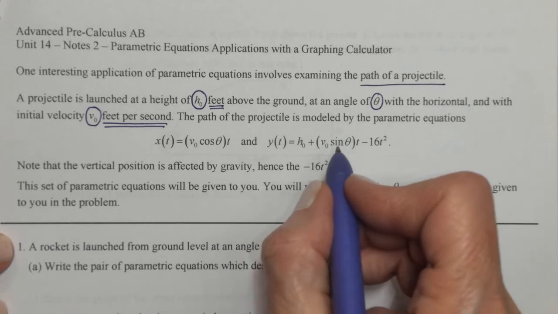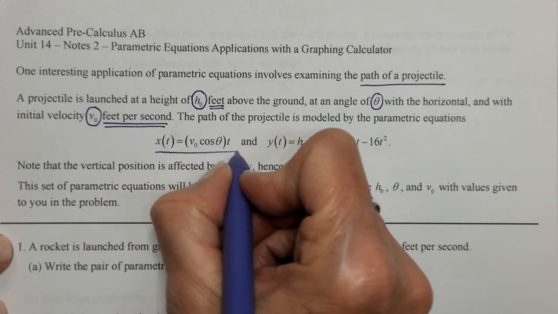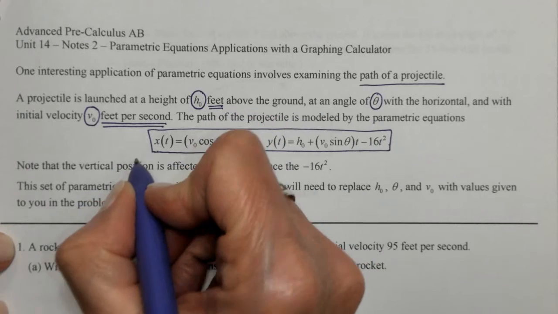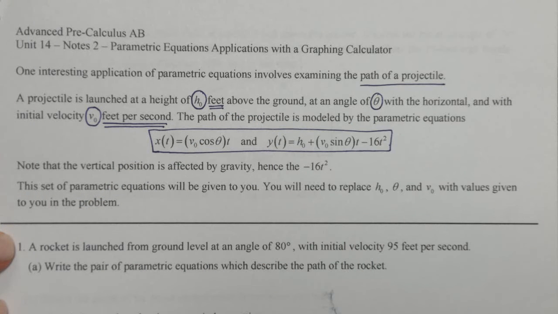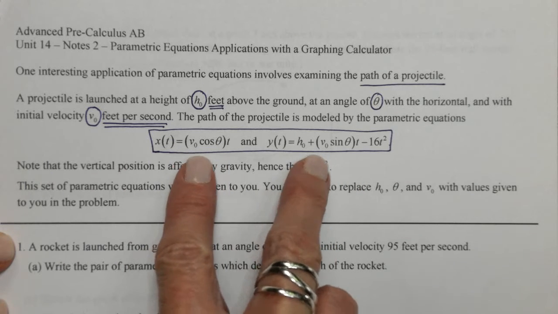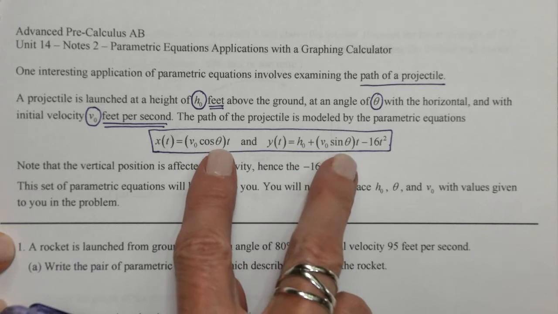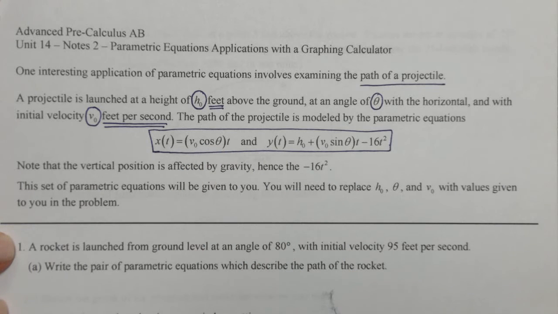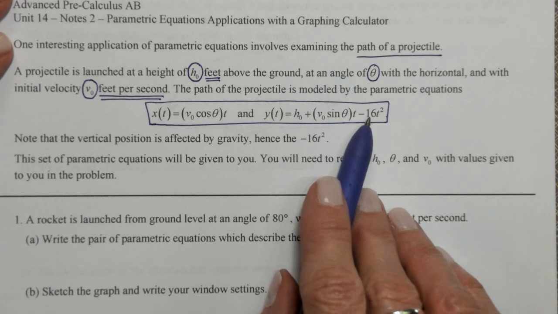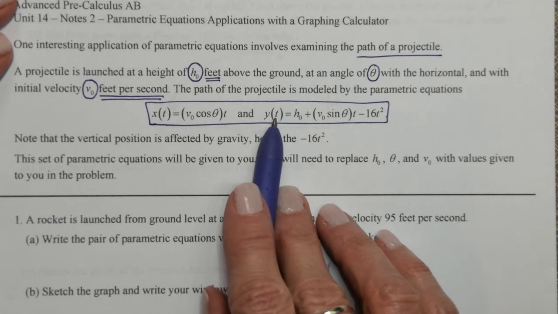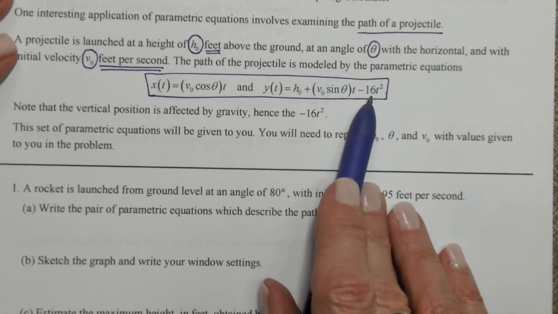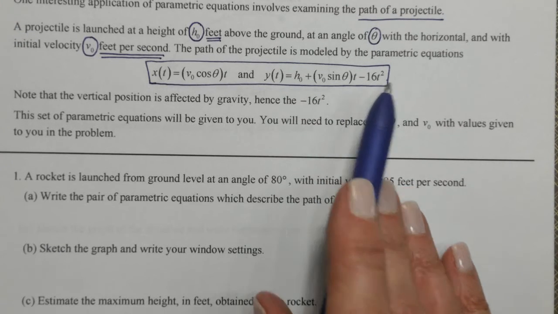The path of the projectile is modeled by this set of parametric equations. So here's our x and our y each time. We're going to be given v naught, h naught, and the initial angle. This negative 16t squared is gravity's effect on the vertical position of the projectile in feet per second.